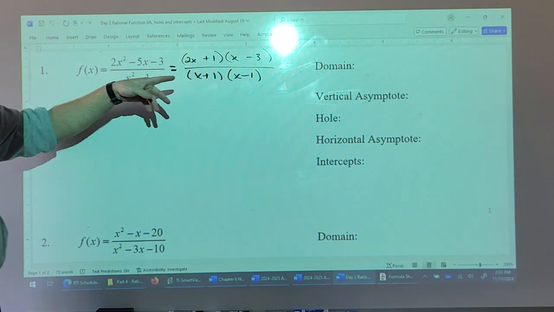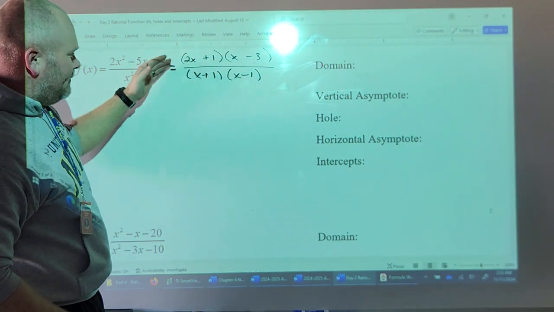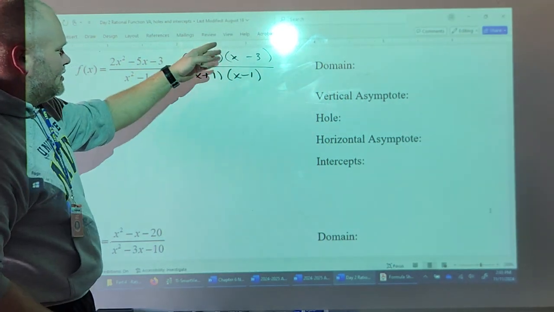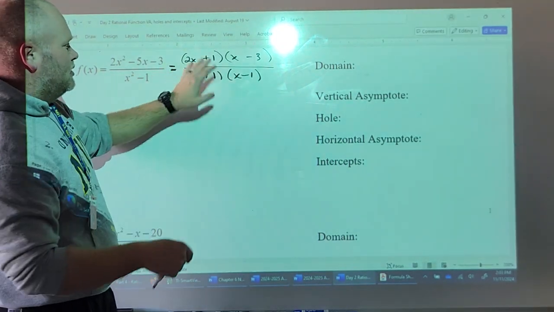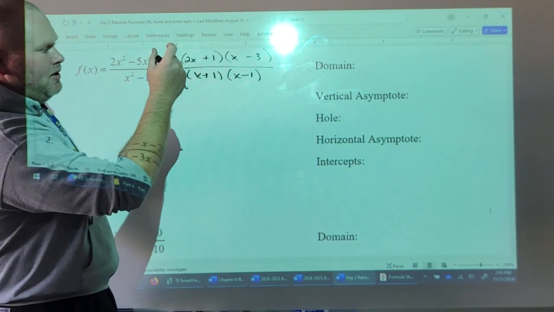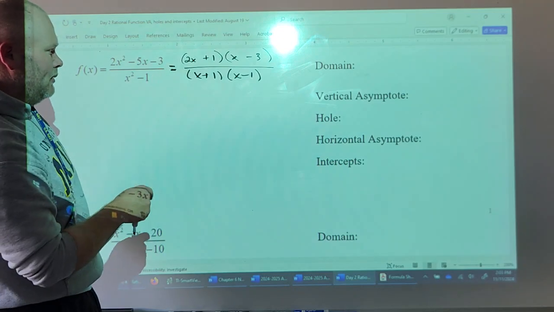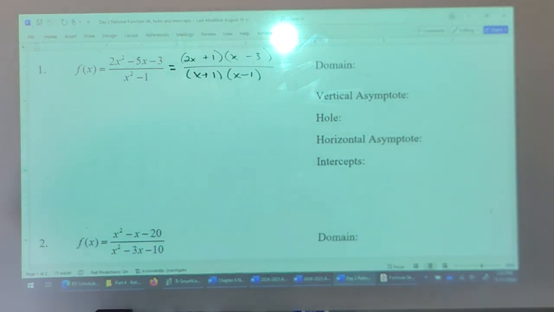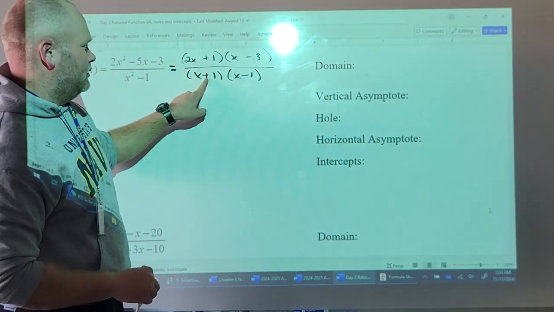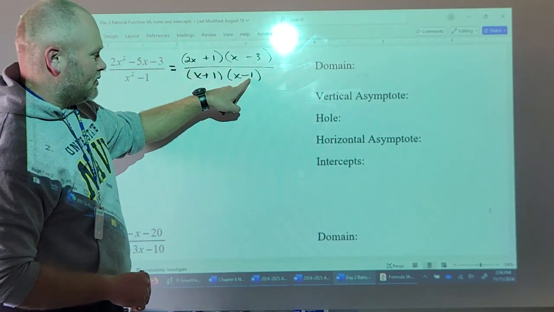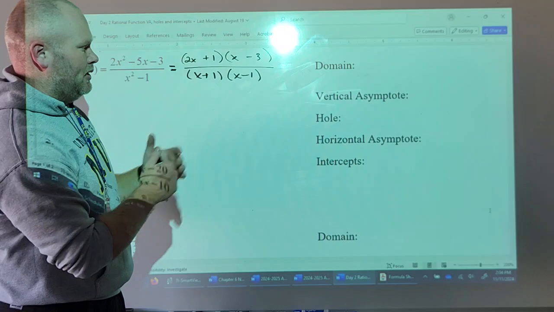Now, the first thing we want to look at, to continue simplifying this, is anything the same on top as it is on the bottom? Well, in this case, there's nothing that's the same on top and bottom. There's no linear factor that's going to cancel out. Okay? So start with the domain. So domain-wise, here, x can't be -1. Here, x can't be +1, because otherwise it would make the denominator 0.